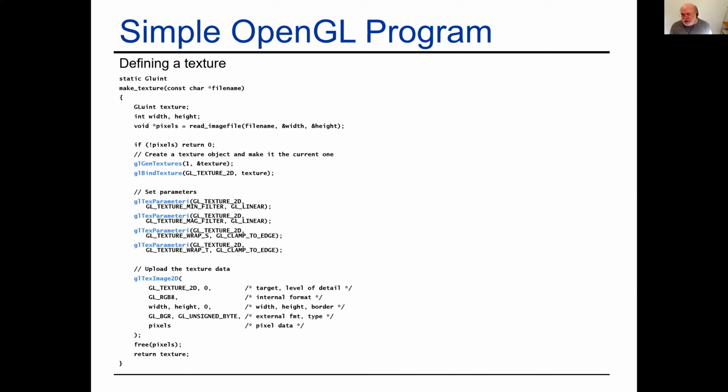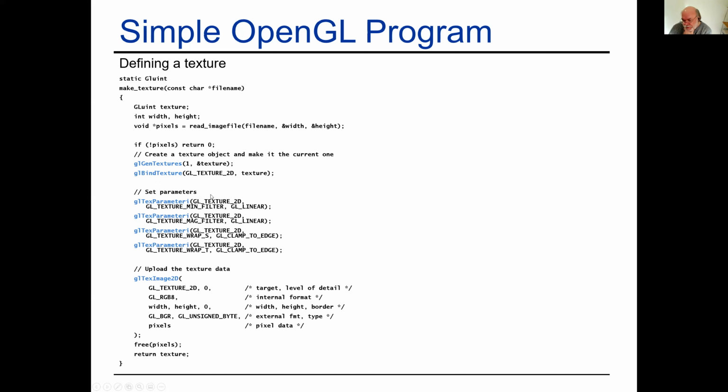Of course, we also need to define a texture, right? Remember, we just used the texture. So we read in whatever format, we read the pixels from the file name. And from that read operation, we also return the width and the height of the texture. Then we generate a texture ID. We bind this texture to a 2D, essentially saying we want this to be a 2D texture.